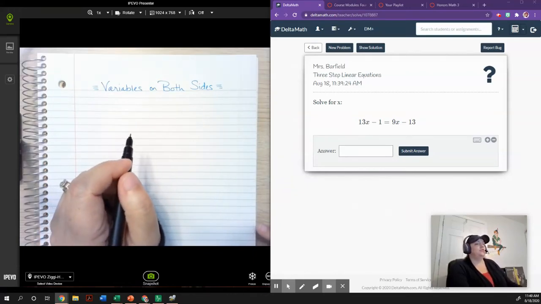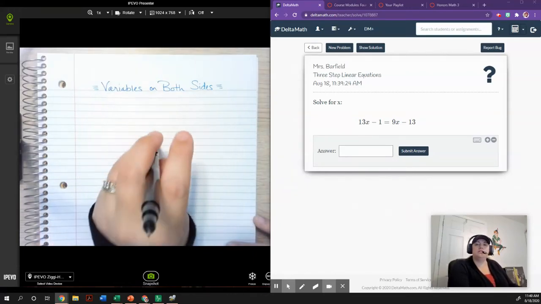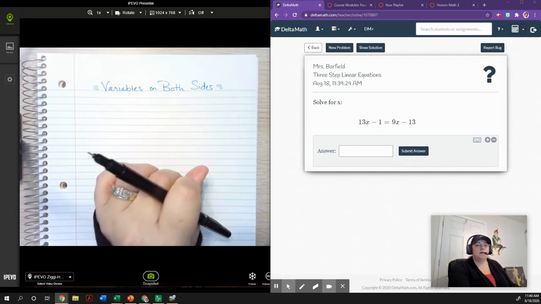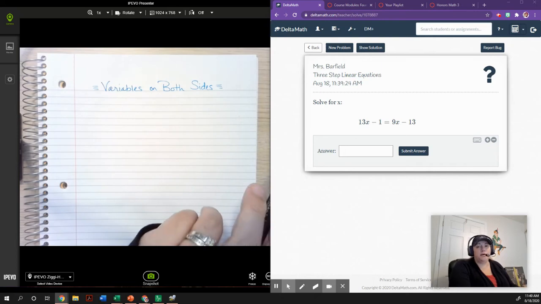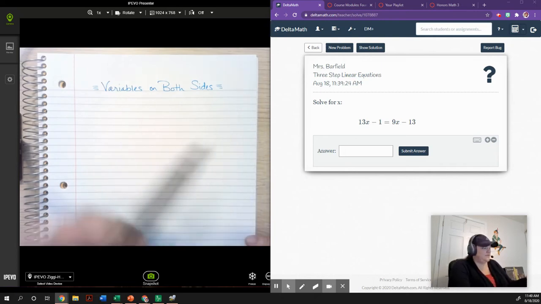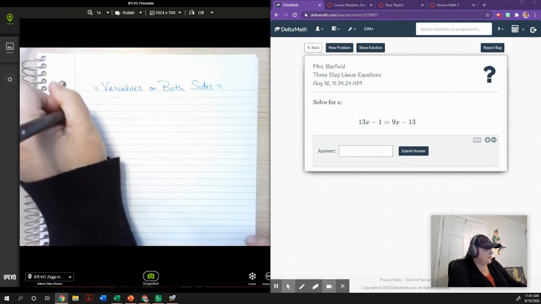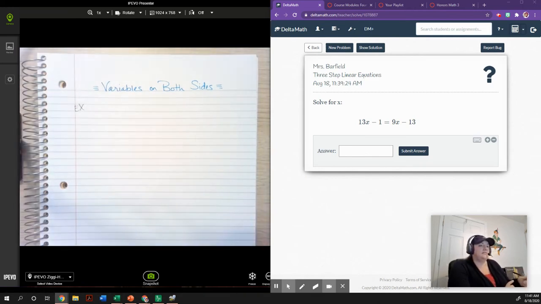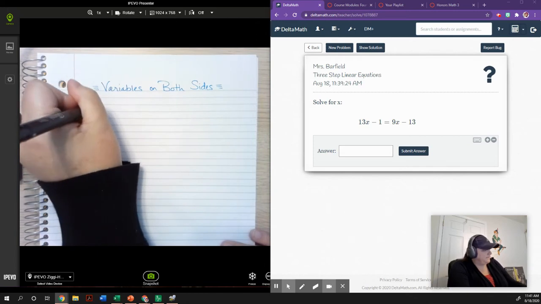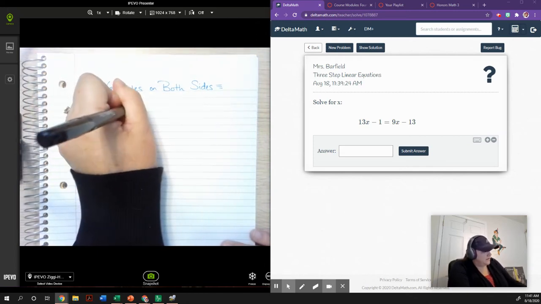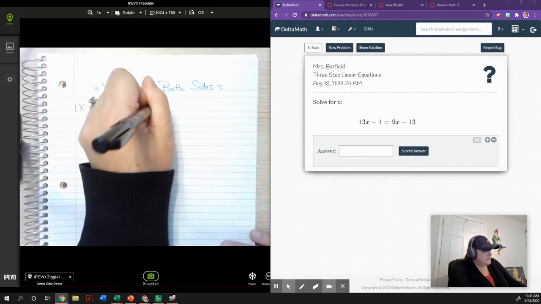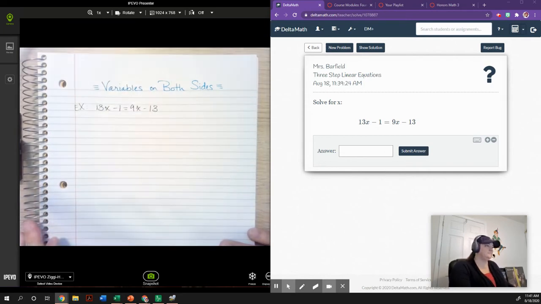We are going to be solving equations with variables on both sides. Now, in Delta Math, they call it three-step linear equations, but I call it variables on both sides because, as you see when we write down this first example, I have an x on both sides of my equal sign. So 13x minus 1 equals 9x minus 13.